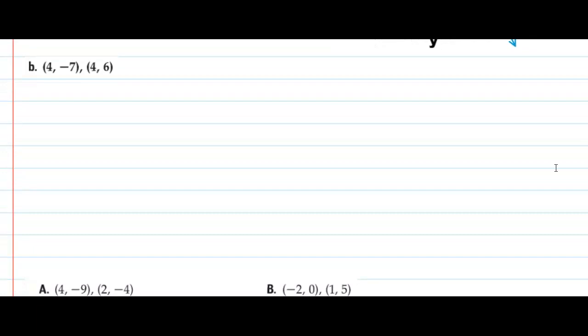Take a look at the next one. We have a point. In fact, we have 2 points, but we don't have a slope. So let's start by figuring out the slope. I'm going to subtract my y's on top. -7 take away 6, and on the bottom, 4 take away 4. That gives me -13 over 0. If you type that on your calculator, you'll get an error. This is undefined.